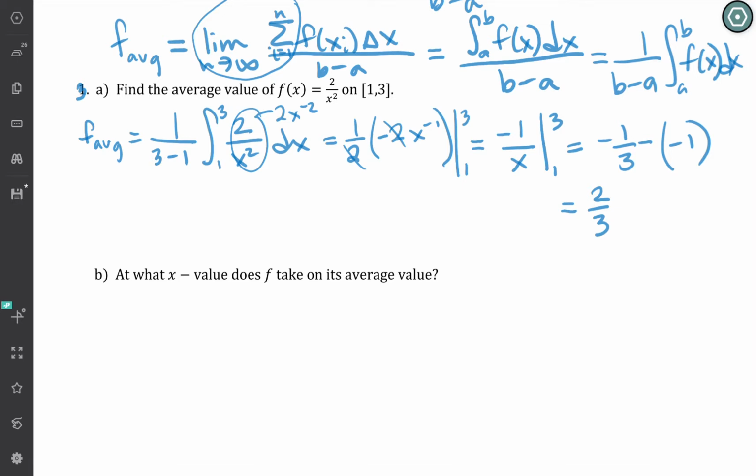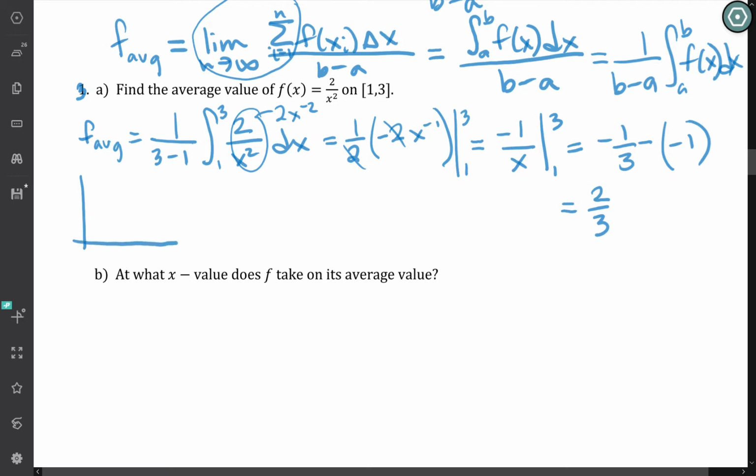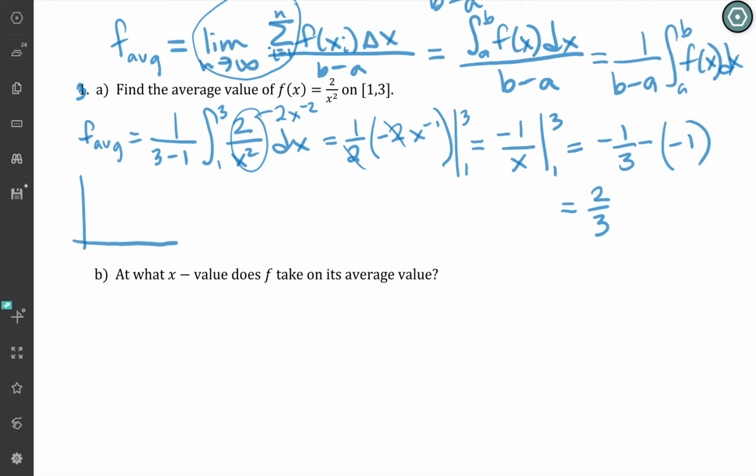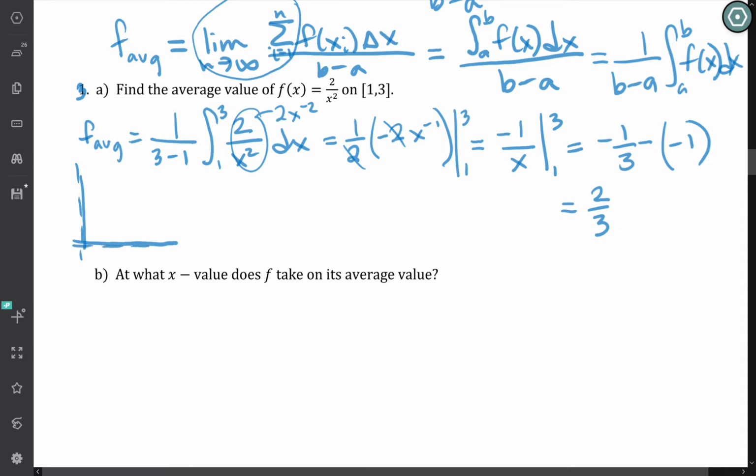Okay, so thinking about what this means in terms of my graph, I'm talking about 2 over x squared. So this has a vertical asymptote at x equals 0, a horizontal asymptote at y equals 0, and it goes through 1, 2, and then it goes through 2, 1/2 (what do we get when we plug in 2?), and then it goes through 3, 2/9. So it's flattening out fairly quickly with that square in the bottom. Okay, so there's a picture of my function.